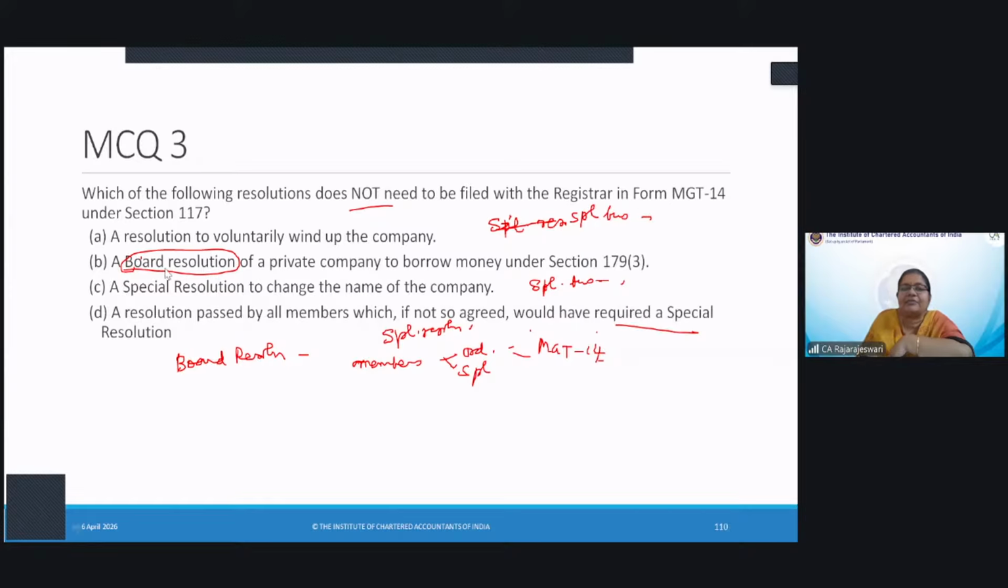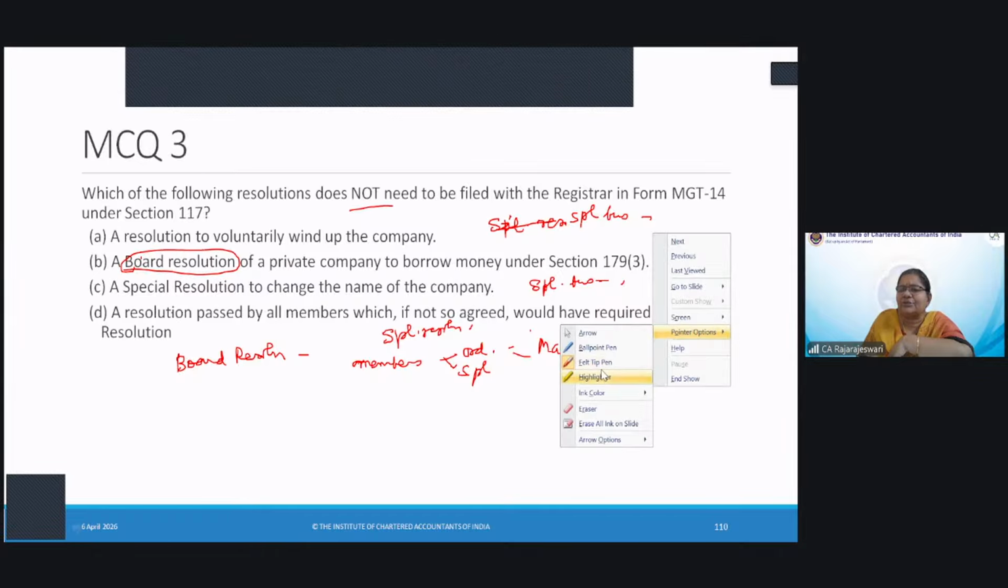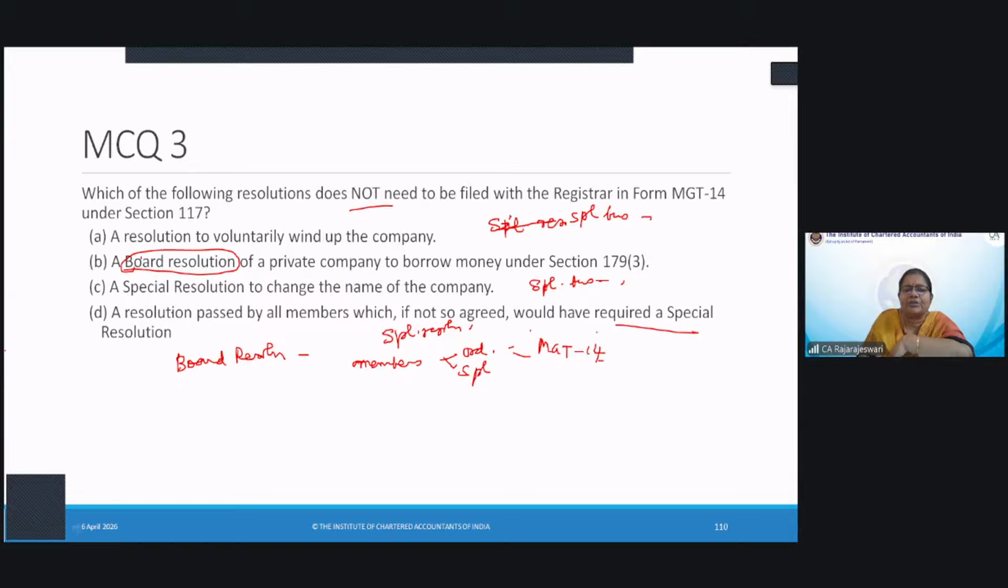Is that clear? Read the question. He is saying a board resolution of a private company. See, what is a board resolution? They pass the resolution in the board meeting. Board resolution means they pass the resolution in the board meeting. So that meeting resolution you generally don't file. You file only the general meeting resolution.